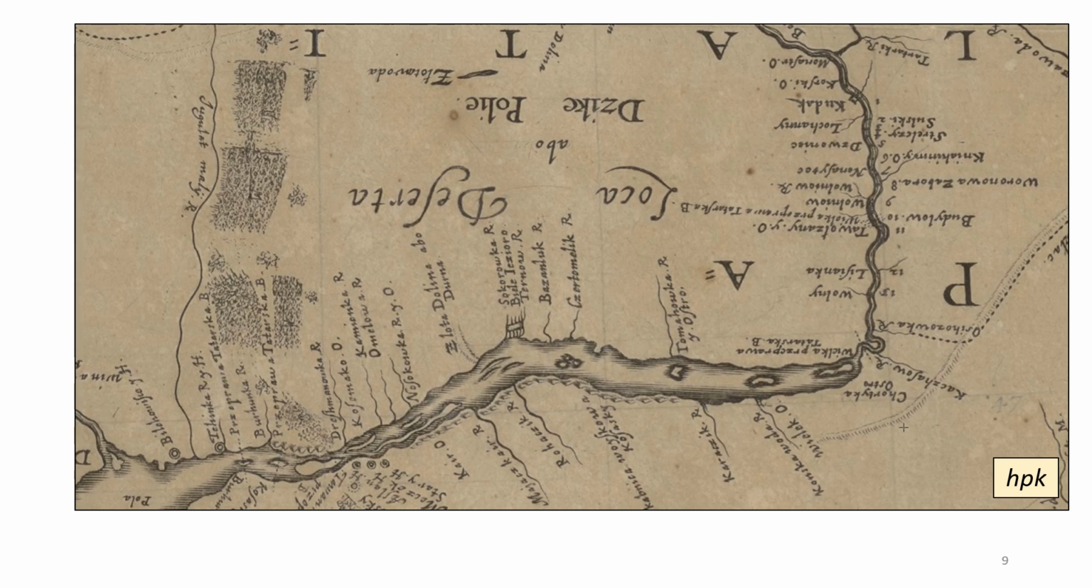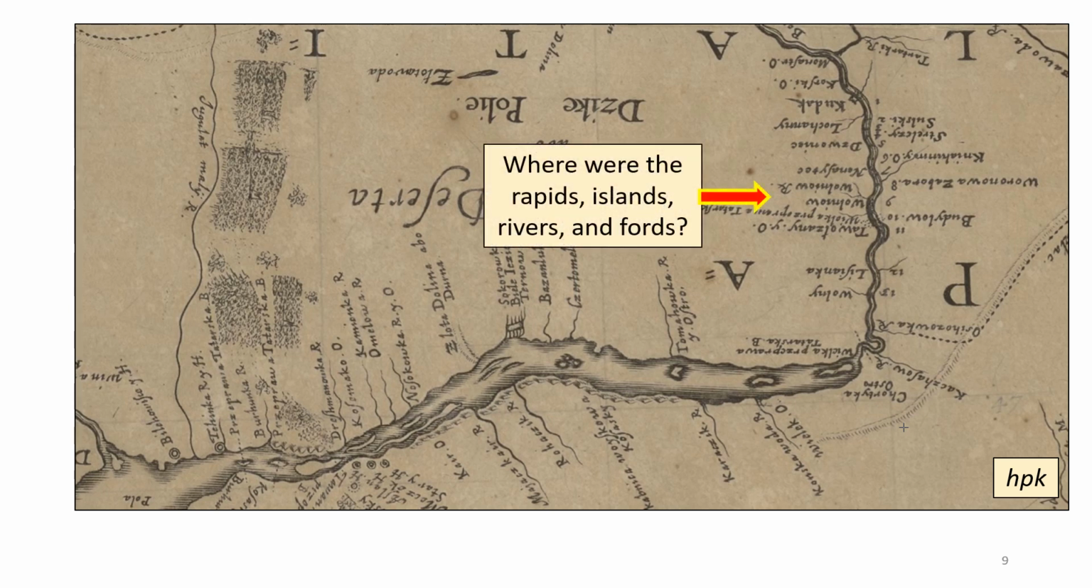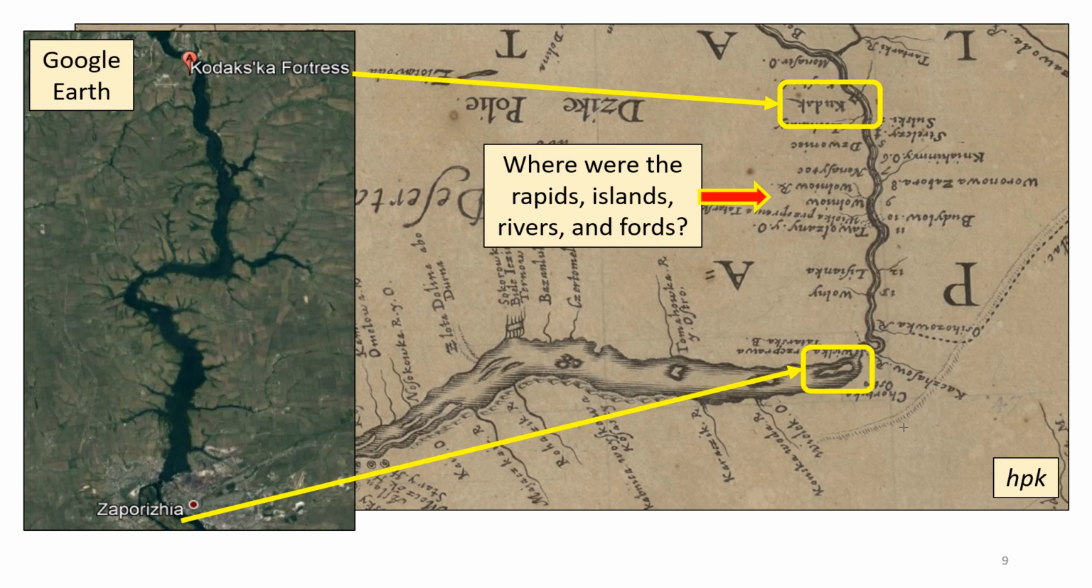Of particular interest on Beauplan's maps is information on rapids, islands, rivers, and fords that no longer exist. For example, this map shows 13 river rapids and a number of islands that are now submerged under the Dnieper River, but were critical to river traffic in the 1600s. For this Beauplan map, north is at bottom, but the map has been flipped to correspond to the Google Earth map of the region.